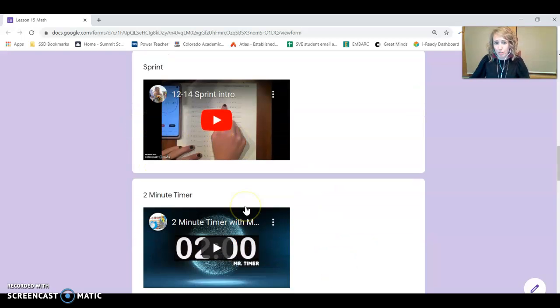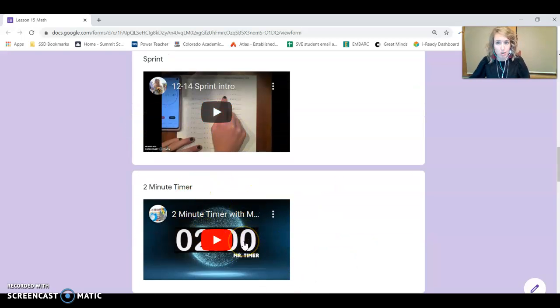Use whatever kind of timer you would like, but here is a 2-minute timer if you want to use this one. Now, with the sprint, another reminder: do as many as you can in 2 minutes, circle where you left off, and then you can go back and fill out the rest. I do not expect you to have the entire page of multiplication and division problems done in 2 minutes. Not yet. Maybe by the end of the year. It's okay if you don't have it all done yet.